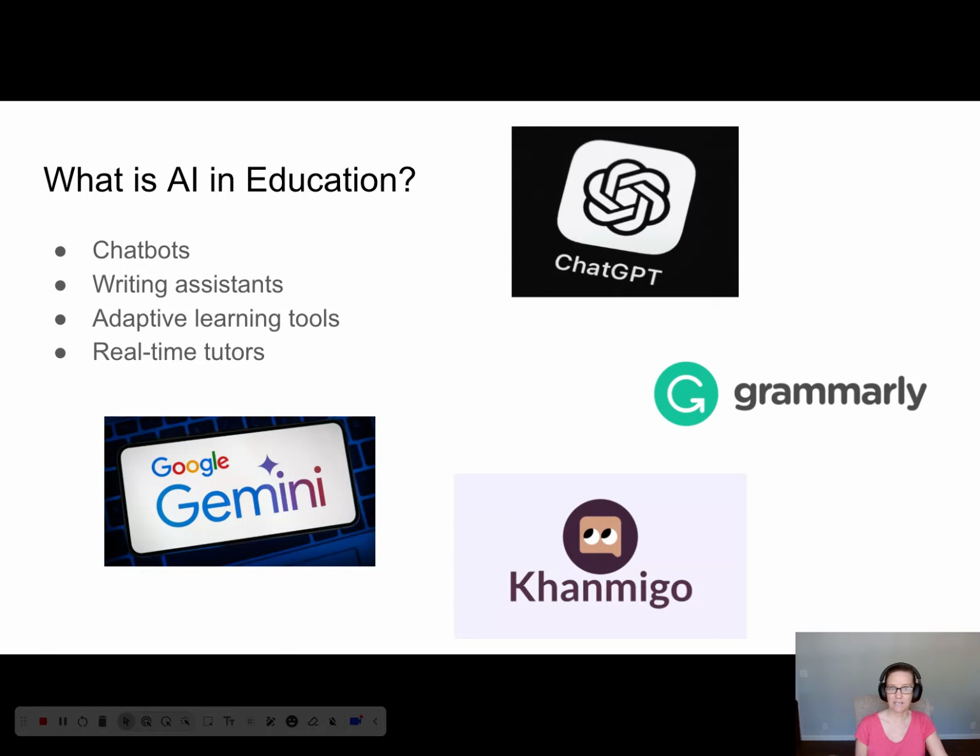So, what is AI in education? I'm sure you've heard. These are just a few. AI in education includes tools that adjust content to students' needs, provide instant feedback, and support learning through automation. Think of tools like ChatGPT, Google Gemini, Grammarly, or Khan Academy's AI tutor. These aren't replacements for teachers, but supports that can enhance learning.